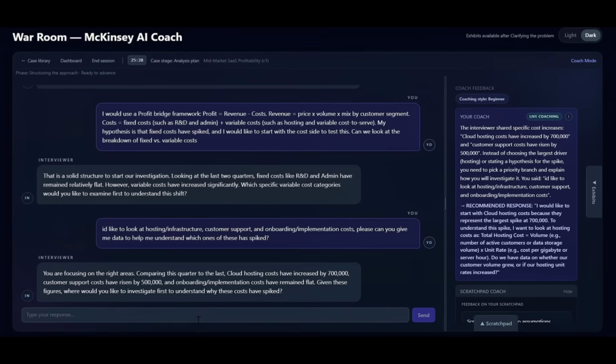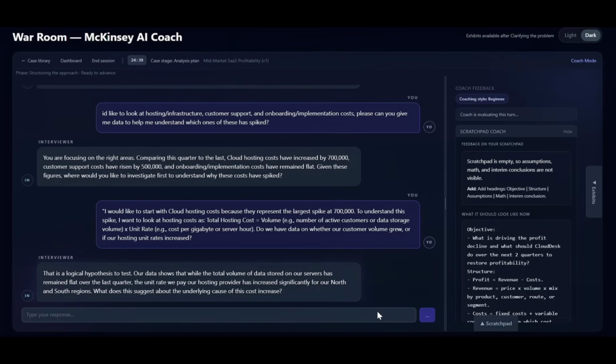And if we look at our coach, it tells us that we should look at hosting costs because they represent the largest spike. And to understand this, we should look at the hosting costs as total hosting costs, where we look at volume, number of active customers, or data storage multiplied by the unit rate. And then we ask if we have more data because that's the only way that we can reach sensible conclusions. So let's just copy and paste that answer and see exactly where we go.